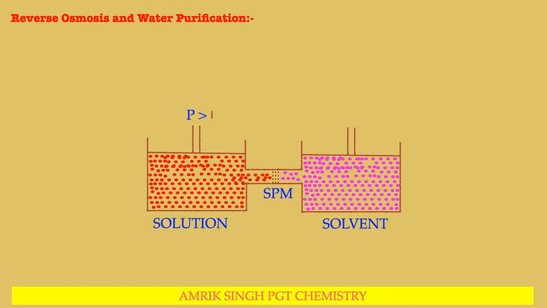If pressure P is greater than the osmotic pressure, then as shown in the diagram, there is a flow of solvent molecules. Solvent molecules are flowing from the higher concentration, that is, from the solution side to the solvent side. This is known as reverse osmosis, as shown by this animation. Again, solvent molecules are moving from solution to solvent.